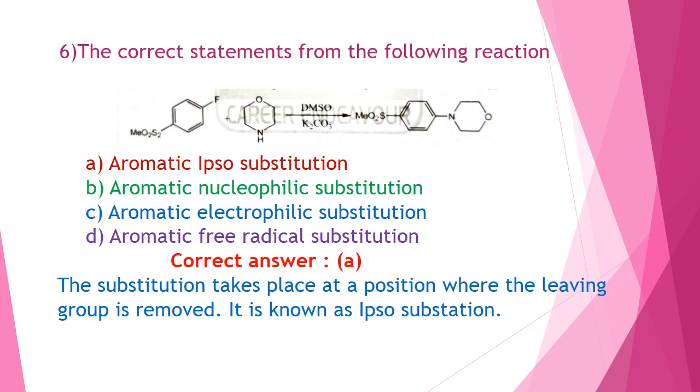You may think of another point, that it is also aromatic nucleophilic substitution. It is also correct, but you have to choose the best option. If you choose aromatic nucleophilic substitution, it is the general reaction, the general point of this reaction. But if you say aromatic ipso substitution, it is the apt answer for this question. Therefore, for this question the correct answer is A.